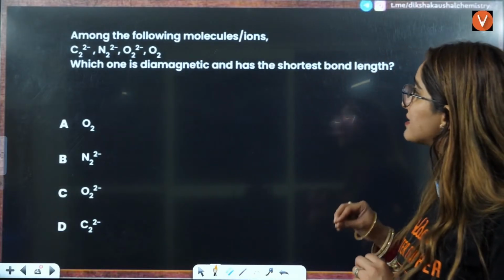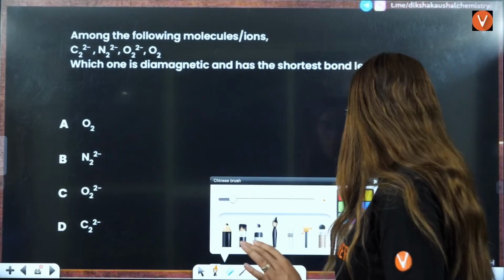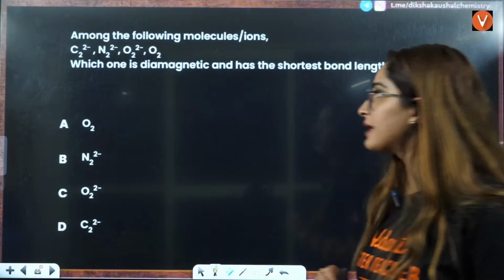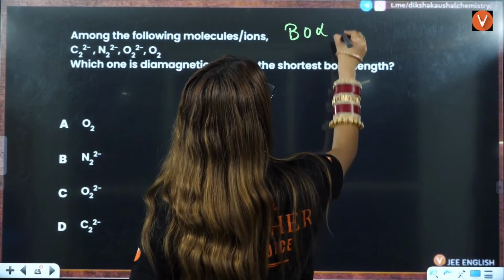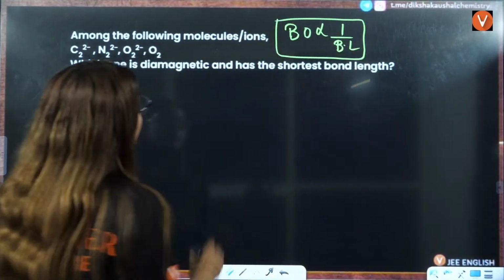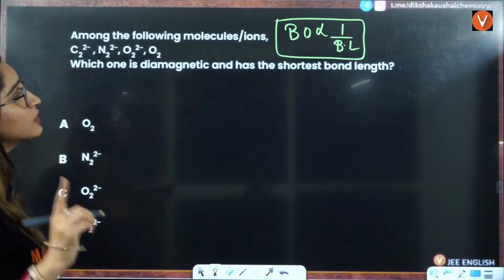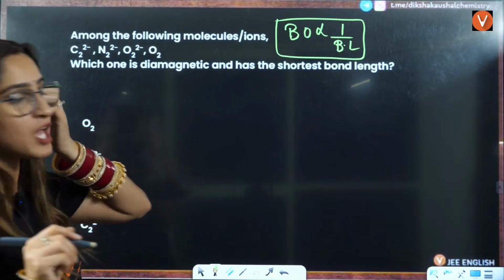Among the following, these are the molecules that are given to you, and they are asking which one is diamagnetic and has the shortest bond length. Shortest bond length they are asking here. We know that bond order is inversely proportional to bond length here. So first pick the largest bond order, which has the largest bond order.